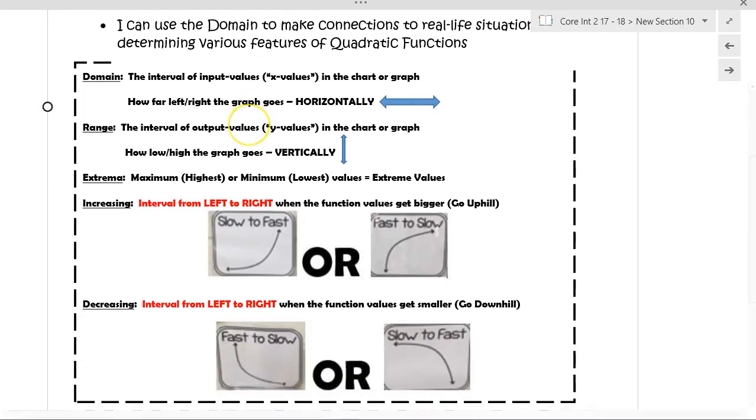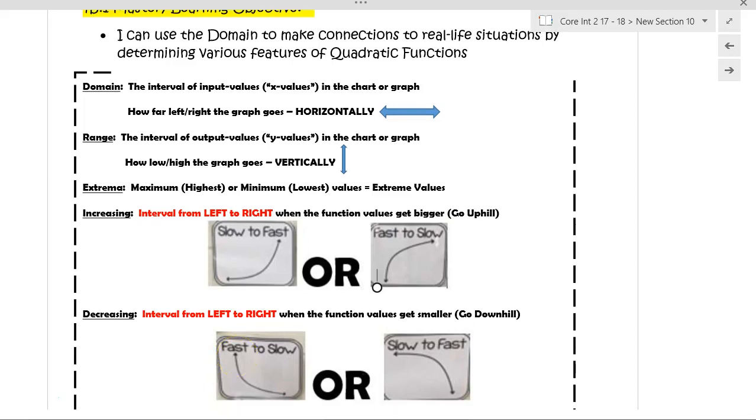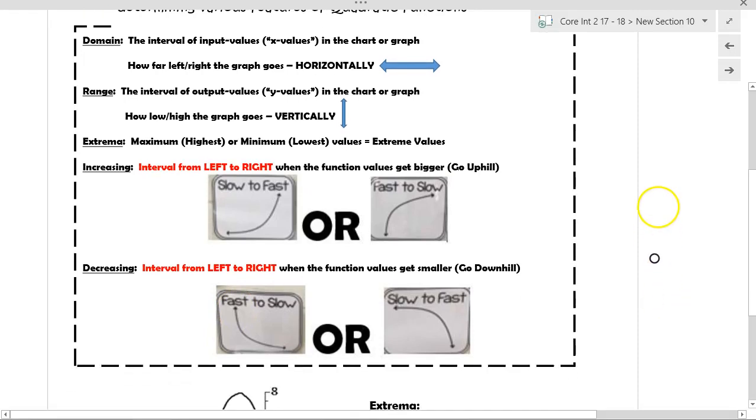And then increasing and decreasing: looking from left to right, increasing is when the function values get bigger, so it's like going uphill. You can start slow and start increasing faster, or you can start increasing fast and slow down. Same thing with decreasing, again left to right, you're going downhill. You can start going down fast and slow down, or you can start going down slow and pick up speed later on.